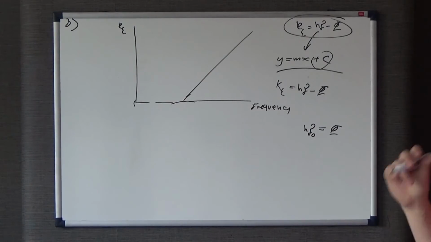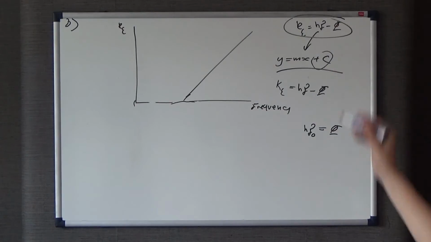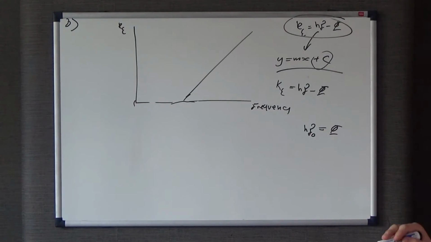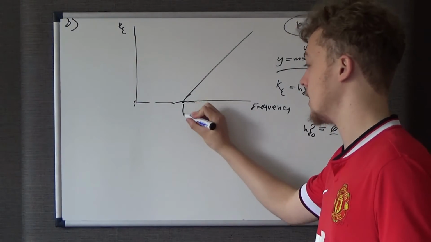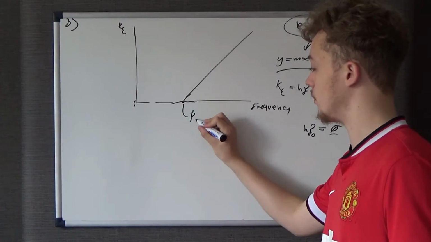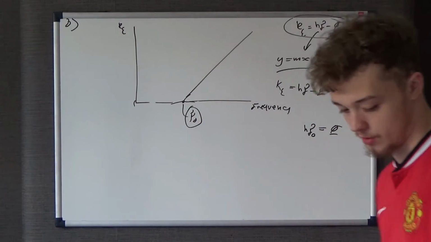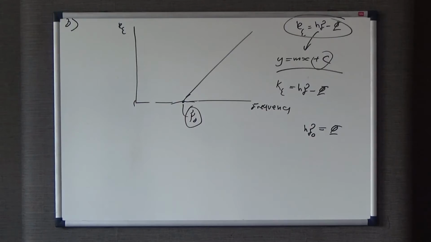So basically, if we've got no kinetic energy when this occurs, and the hf is equal to the work function, what we've got here is basically just the x-intercept, and that is F0. It's not a coded message, it's F subscript 0. Okay, so anyway, that's B part 1.